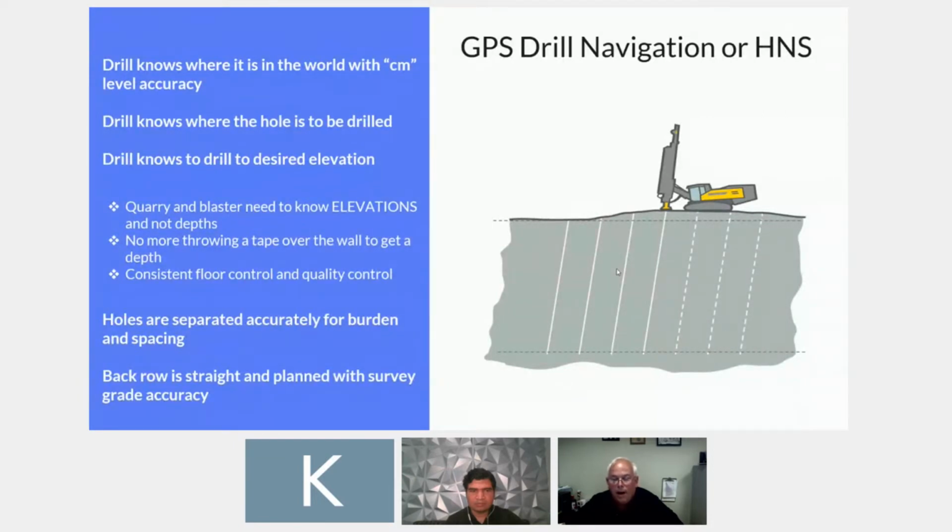A centimeter level accuracy, if you're on a 10 by 10 pattern and you're off 1 foot, that's 10%, or excuse me. And if you're off on a 20 by 20 pattern and you're off 1 foot, I believe it's 5%. And that's a huge difference in quality on the dispersal of your explosives in the hole. So GPS navigation and H&S, as well as measure while drilling, all goes hand in hand, and it makes for a much more uniform quality shot.